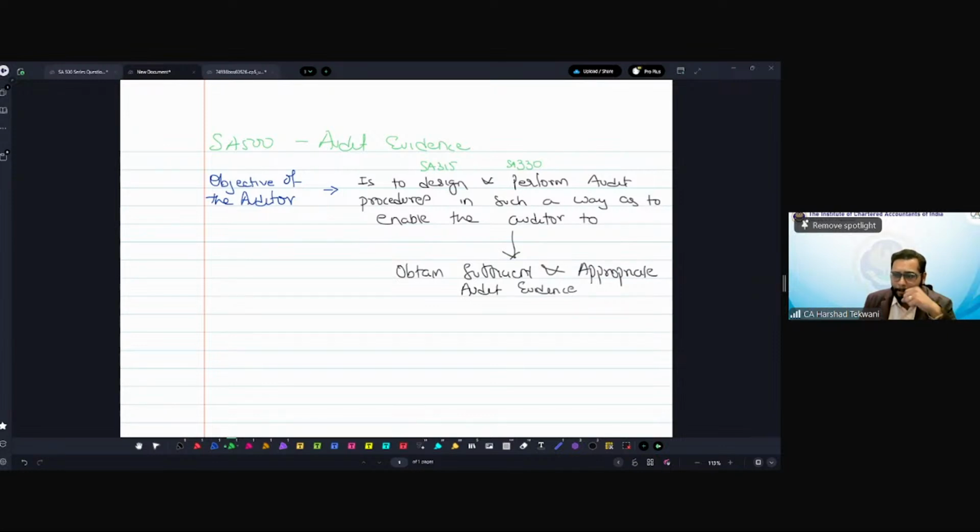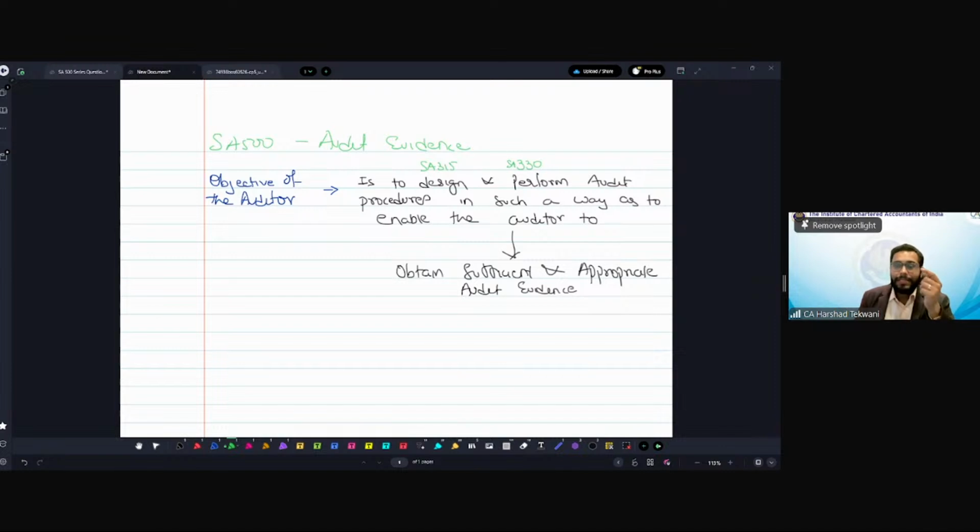Sir, are you talking about the information given by the entity, right? Yes. And it is taken from expert advice, right? No, I'm talking about just a simple example. Management gave me a trial balance. Can I call that trial balance an audit evidence? If it is reliable and complete, then it is audit evidence.